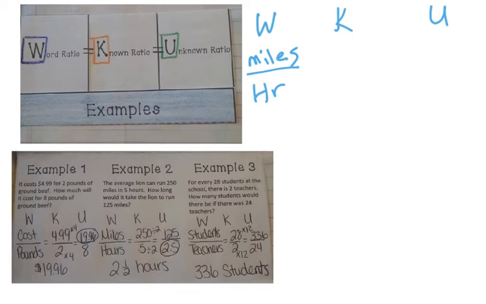I know that this lion can go 250 miles in 5 hours. What do I want to find out? I want to find out how long will it take him to go 125 miles. Okay? So then I need to look at this and I need to say, how can I get from 250 to 125? Well, I would have to divide here.